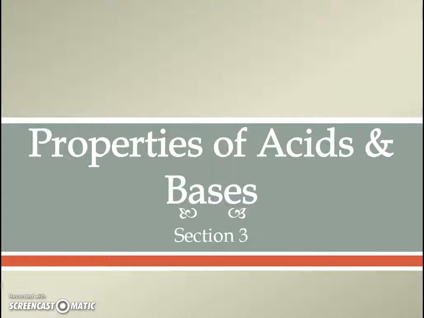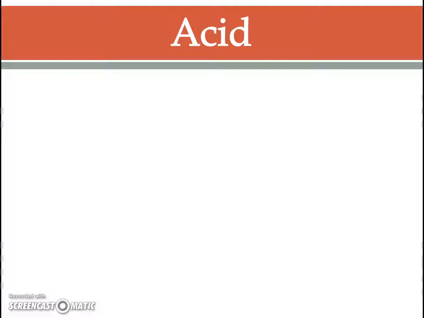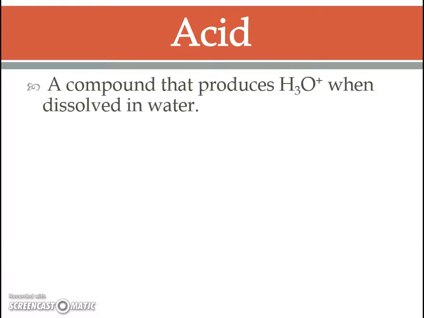Chapter 8, Section 3, Properties of Acids and Bases. The first thing we need to look at is what is an acid. It's any compound that produces an H3O+ ion. It's called hydronium, and that will dissolve in water.